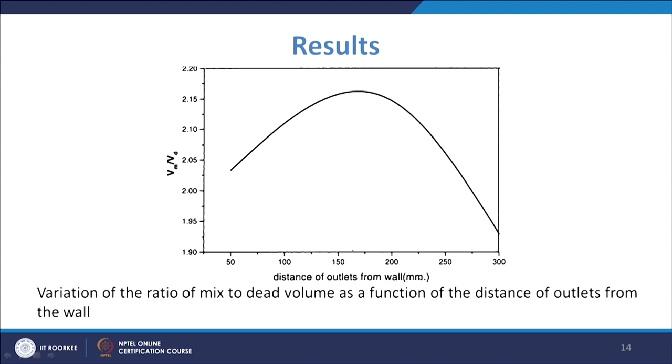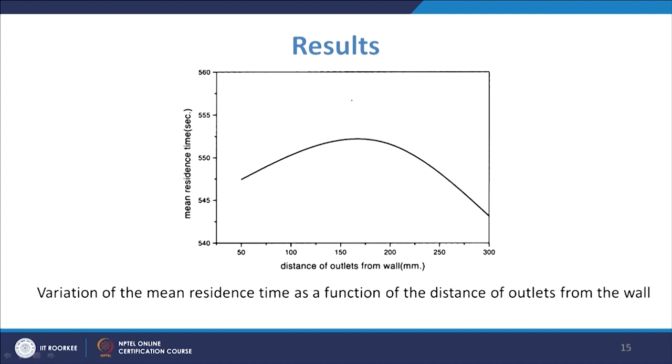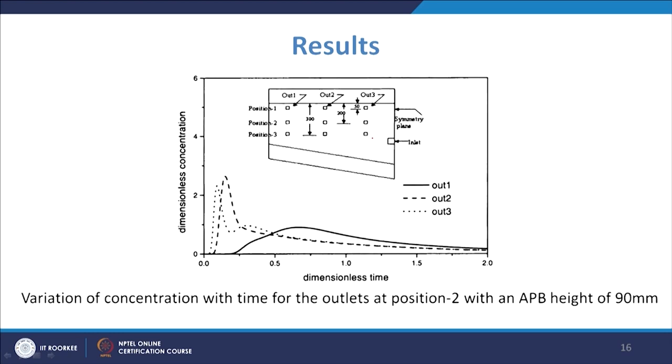So in that case, what you see is that at an intermediate position you get this value as the maximum. Similarly, you have the mean residence time also, which is maximum. So what we saw is that at position 2, you can have the maximum value of the mixing parameter calculation.